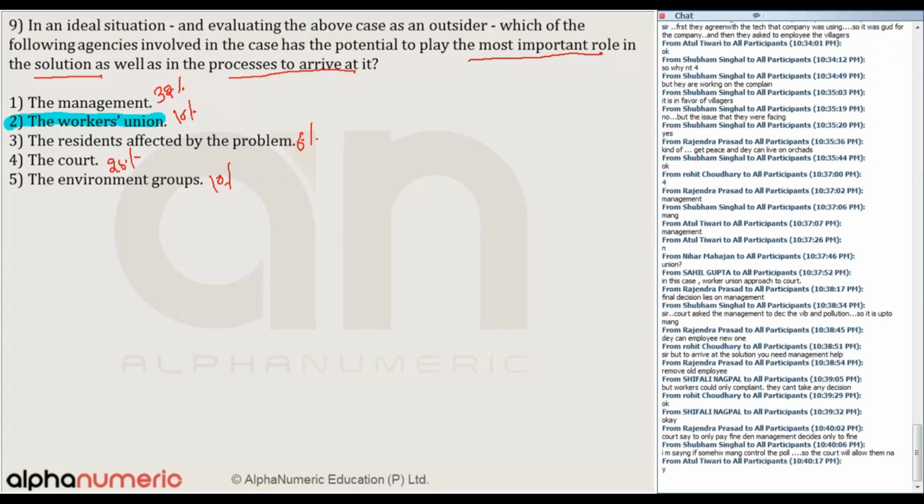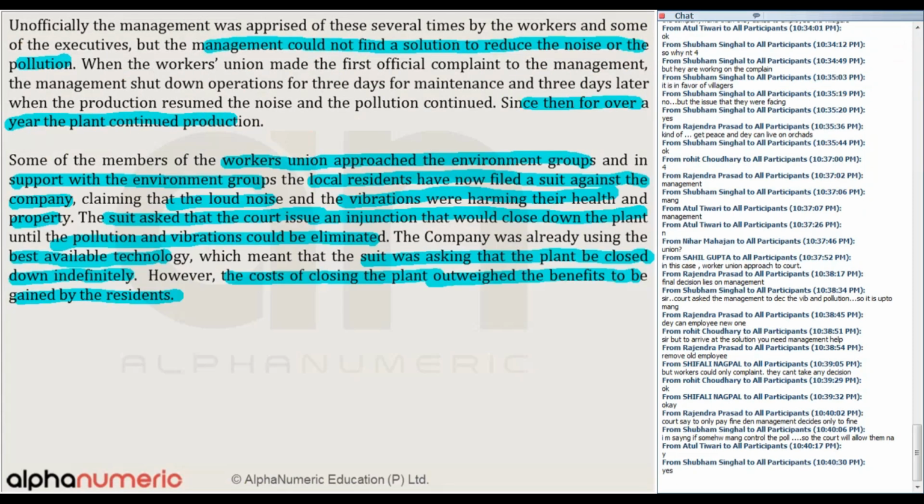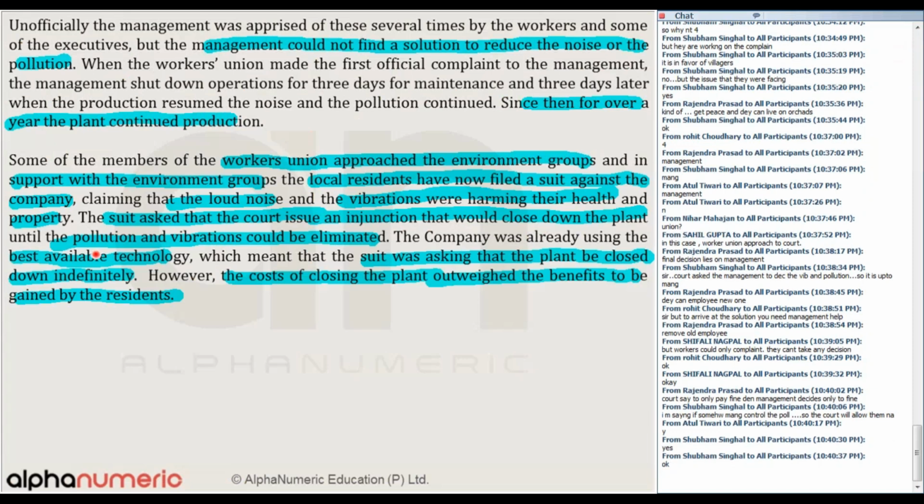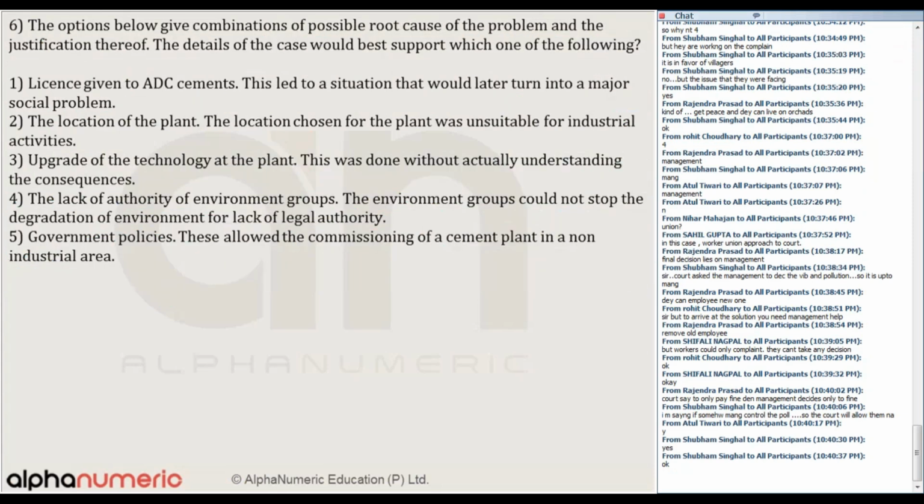But try to understand, Subham. You are saying if somehow management controls the pollution, but management is already using the cutting-edge technology, the latest technology. If you read the last paragraph, management is already doing that. So, अब तो pollution पे कुछ control है ही नहीं. The suit asked the court to issue an injunction that would close down the plant until the pollution and vibration could be eliminated. The company was already using the best available technology, which means that basically the suit was asking that the plant be closed down indefinitely. Okay. You got it now?